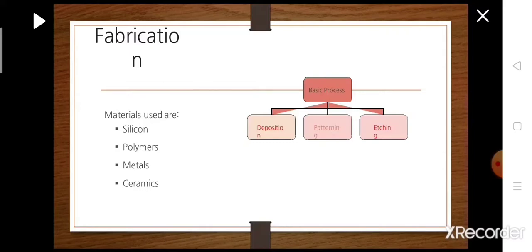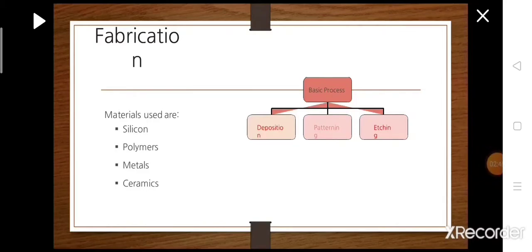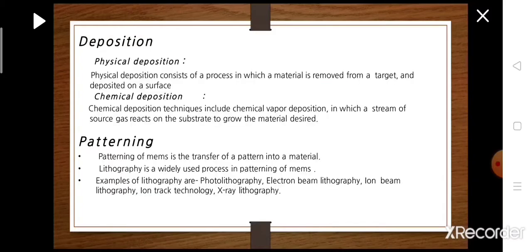This is a basic process and it consists of three steps: deposition, patterning and etching. These are the three basic building blocks in MEMS technology. First one is deposition, second one is patterning and third one is etching. Deposition happens because of a chemical reaction or physical reaction. First is physical deposition, that means deposition that happens because of a physical reaction is known as physical deposition.